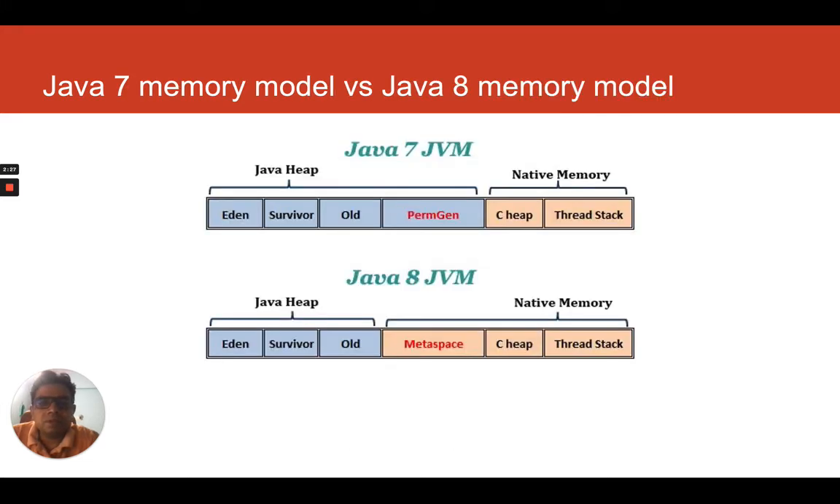Now if we compare the Java 7 and Java 8 memory models, you can see that we don't have PermGen in Java 8, and in Java 8 we have metaspace. So native memory is a bit larger in Java 8, which is why Java memory issues are typically low if you're running your program on Java 8. Eden, survivor and old gen are the older concepts which carry forward from Java 7 to Java 8 as well.